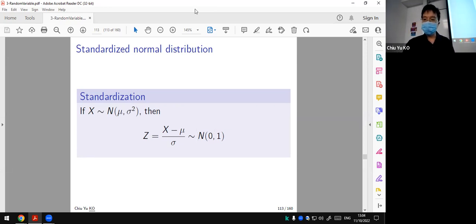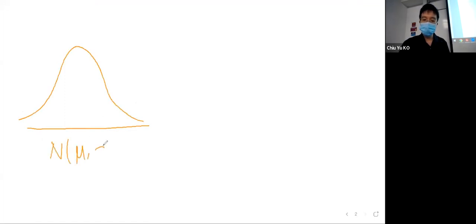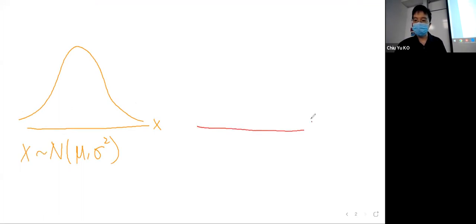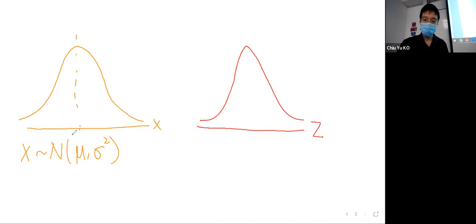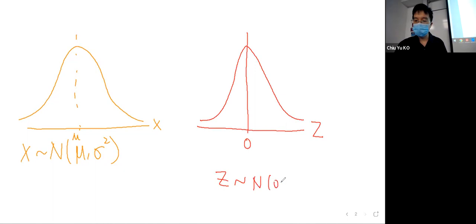The main idea of what we are doing is the following. Let me show you. I have a bell curve, which is a normal, with X like this. What we are actually doing is transforming to a Z, which is also a bell curve. Just to remind you, this is mu here, and we transform it to 0 here. Z is normal 0, 1.